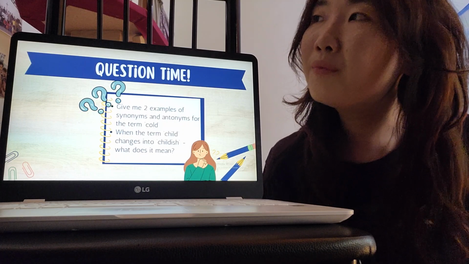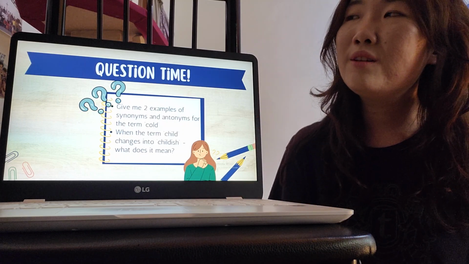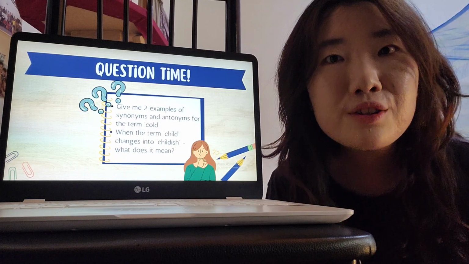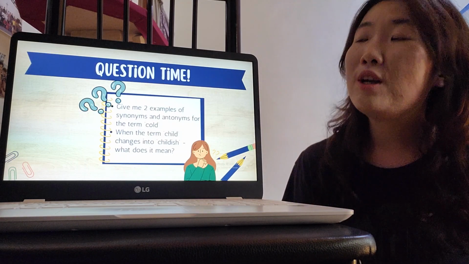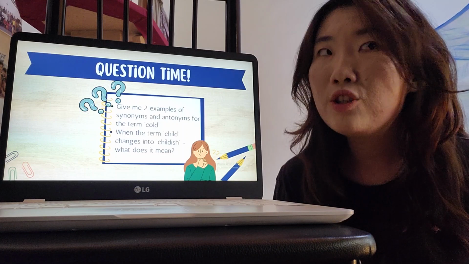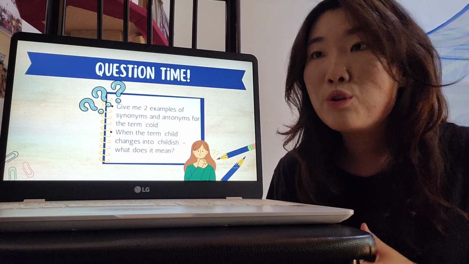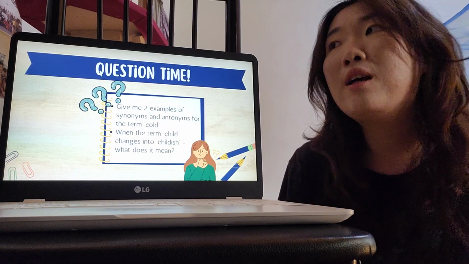Let's see. Yep, Jaden. Oh, that's actually a pretty good answer. Did everyone hear that? Jaden said the term childish is when a child behaves in an immature way. That is a very good answer, Jaden.